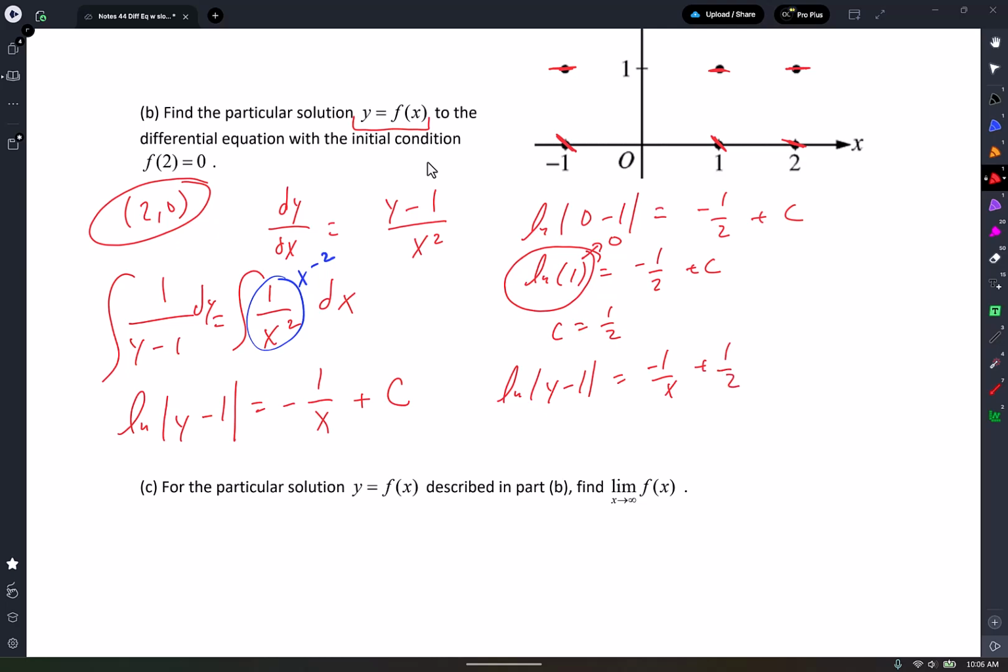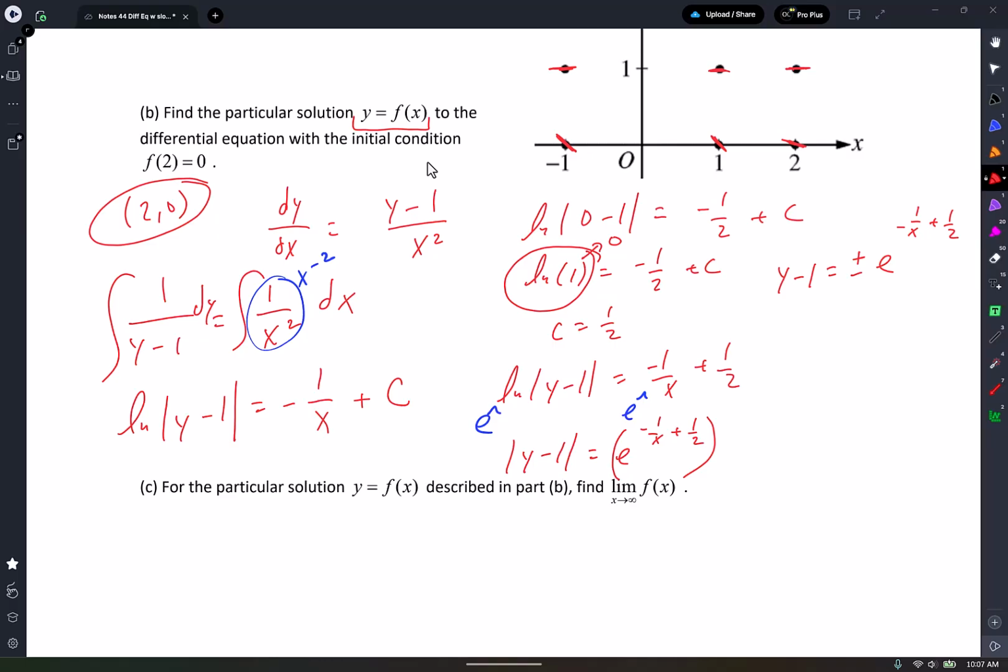Are we still okay? All right. I want to bring the y minus 1 down, so what am I going to do? E. Whatever you do to one side, you do to the other. So I have absolute value of y minus 1, close it, equals e to the negative 1 over x plus 1/2. We're close. We're still okay? I'm going to get rid of the absolute value. I'm going to put all this in parentheses. That's an exponent, so it would have been fine. So y minus 1 equals plus minus e to the negative 1 over x plus 1/2. I guess you don't need the parentheses because I don't have anything floating over there.